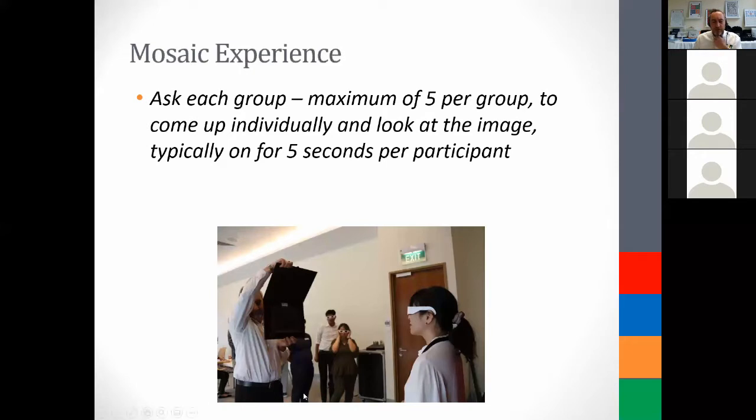So what we do then is ask each group, typically a maximum of five in a group, to come up individually with their glasses on and look at the image, typically for five seconds. So you can see me holding the flap up on the image. When they're ready, I hold it up just for five seconds, give them a quick look, and then they go back, and they come up one at a time. So I'm holding it at eye level, straight in front of them.